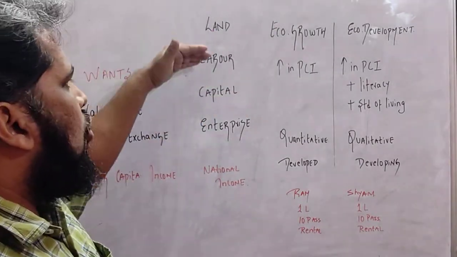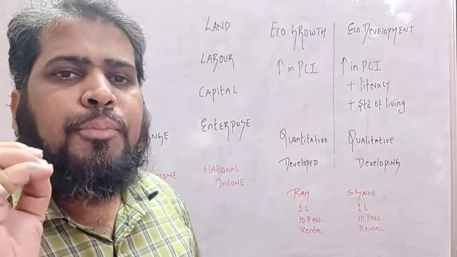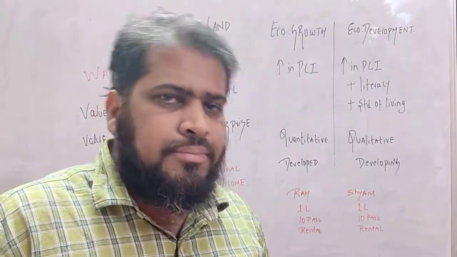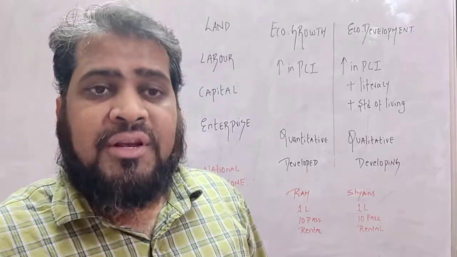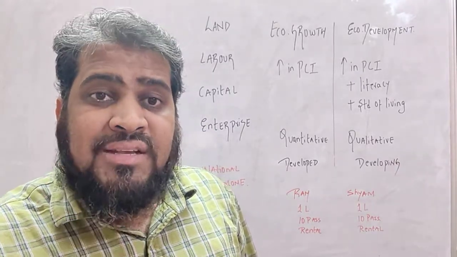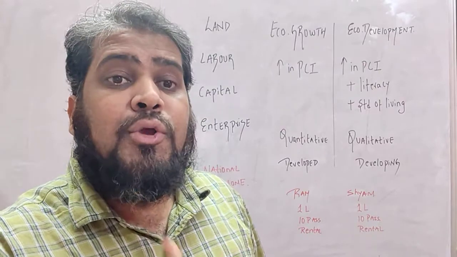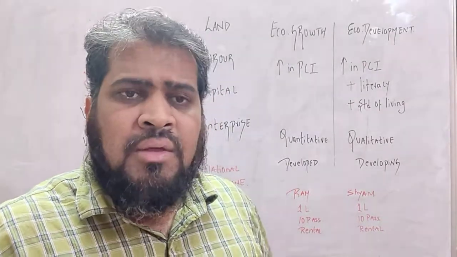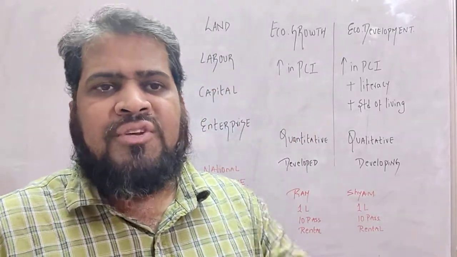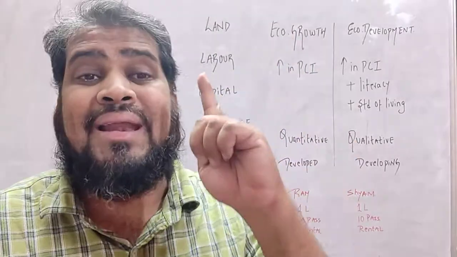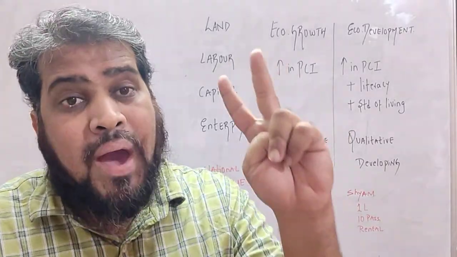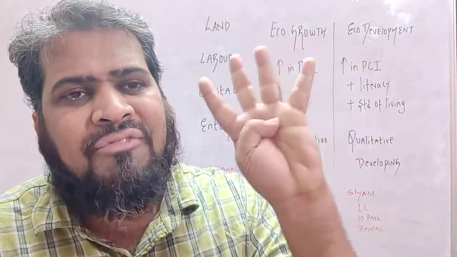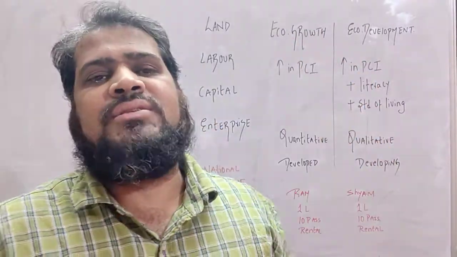Now we have these 4 factors of production. What is it known as, students? Factors of production. What is that, sir? Factors of production means the things which you require for producing goods. If you want to produce any goods, if you want to manufacture something, then you require 4 things. First of all, everything is simple. First, you require land. Second, you require labor. Third, you require capital, in simple words, money. And fourth, you require enterprise.